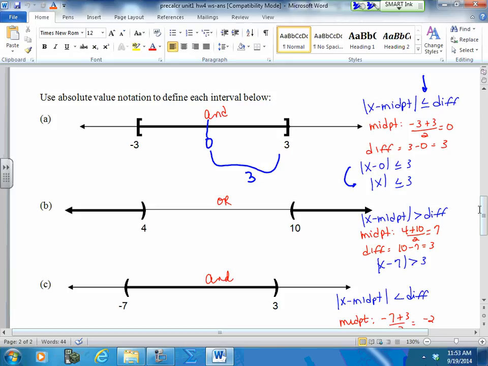Are you okay with these? Midpoints, finding the distance. Which one? Second one? Okay.